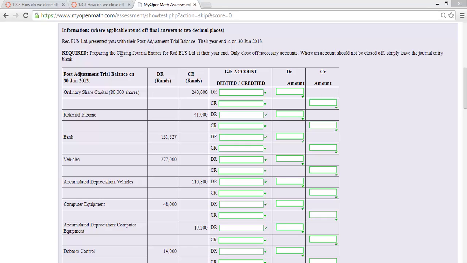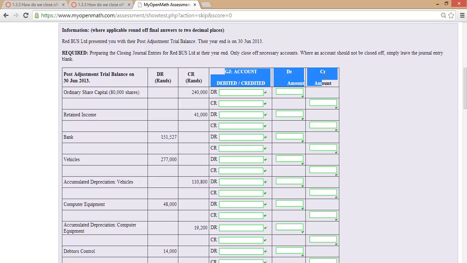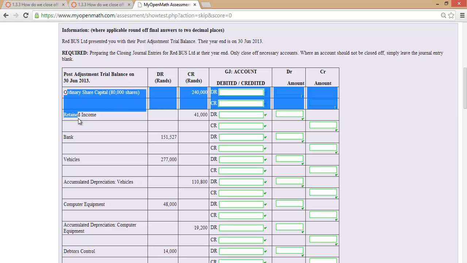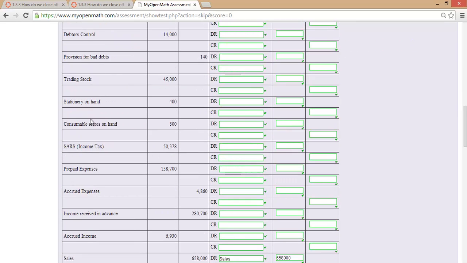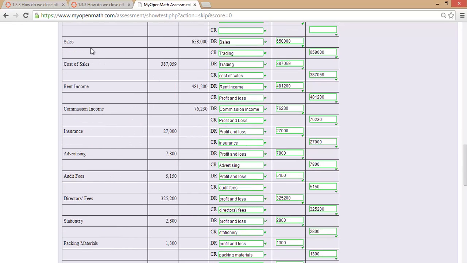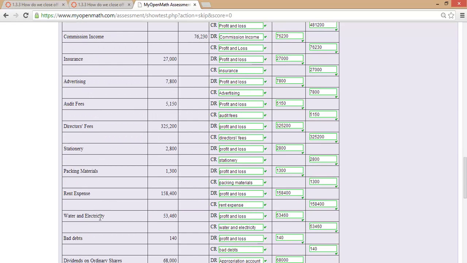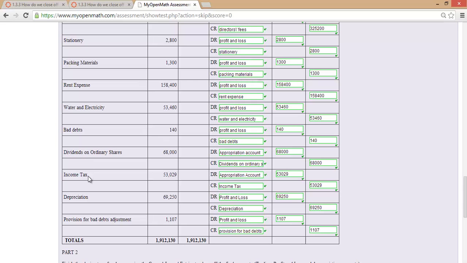Right, so this question deals with closing journal entries, specifically in the general journal. You've got your description, you've got your debit amount and your credit amount. Now the first thing that you'll have to do is to only identify those accounts that need to be closed off. So you'll see here we have not closed off any of the equity accounts, neither any of the asset accounts or the liability accounts. We're only closing off my incomes, expenses, dividends and income tax.